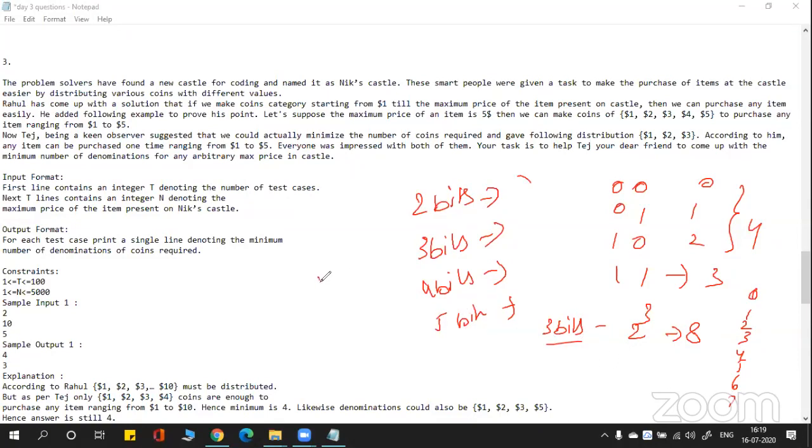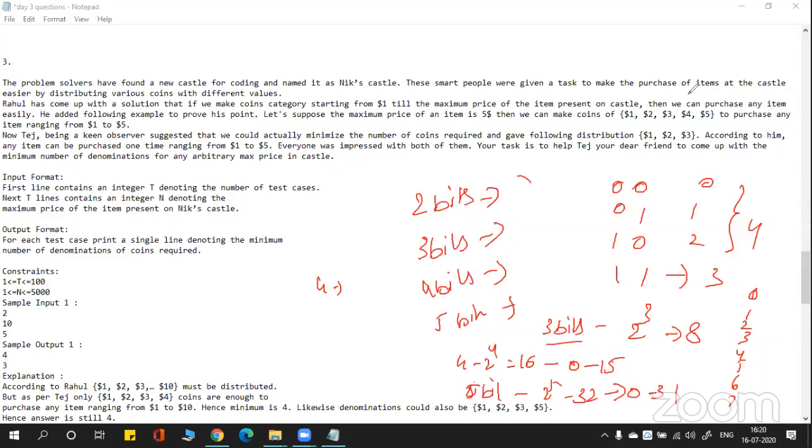If there are 4 bits, how are we getting 2 cube, 8? If there are 4 bits, 2 power 4. What is 2 power 4? It is 16. So you can form any number from 0 to 15. If it is 5 bits, 2 power 5, totally 32. So you can form any number from 0 to 31.